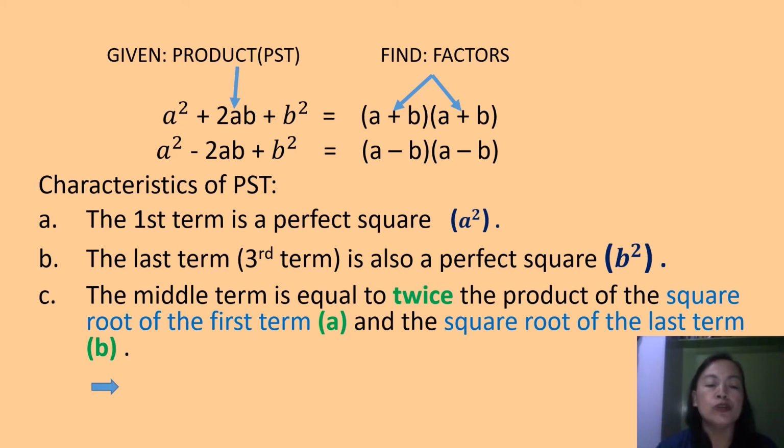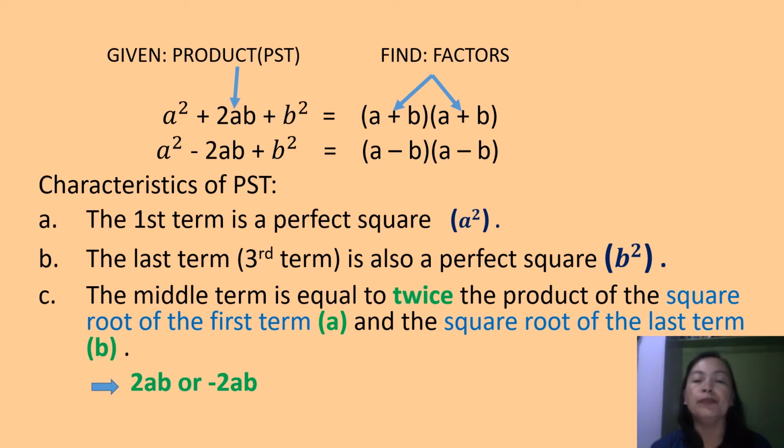The middle term is equal to twice the product of the square root of the first term, which is A, and the square root of the last term, which is B in this example. So, twice the product of the square root of the first term, which is A, and the square root of the last term, which is B. So, what will be twice the product of A and B? That will be 2AB for the positive or negative 2AB for the negative. Okay?